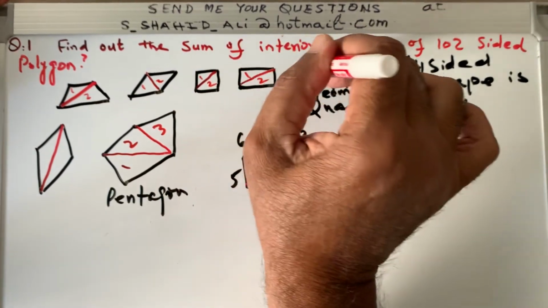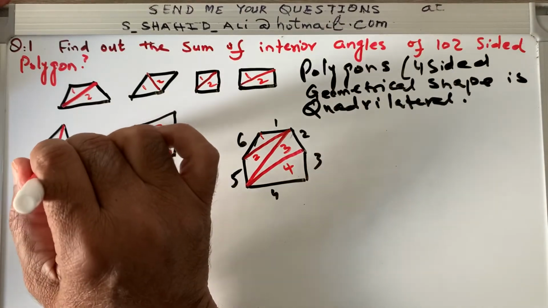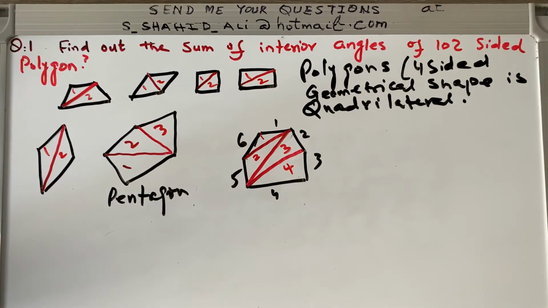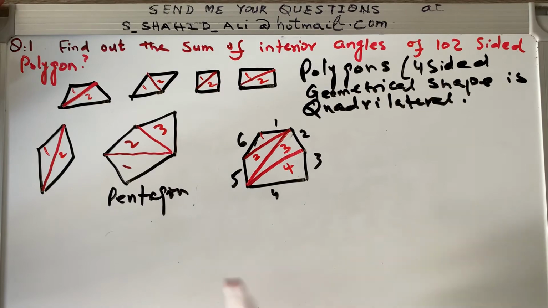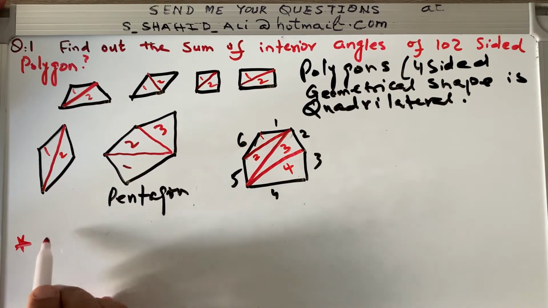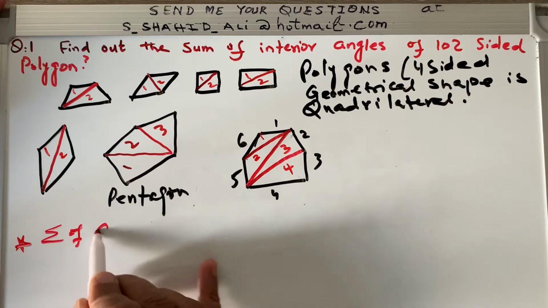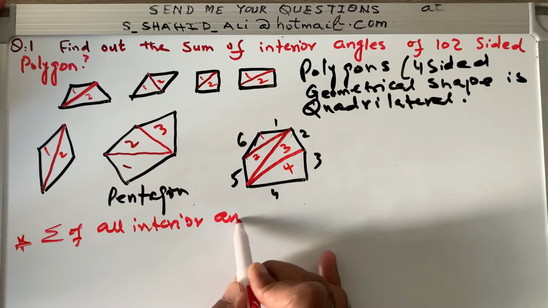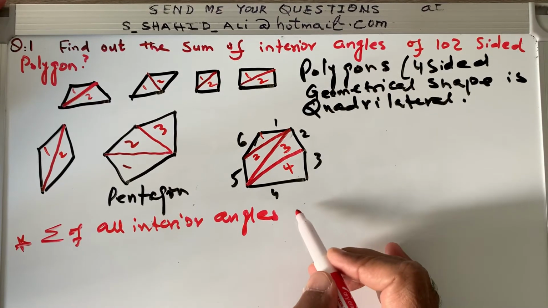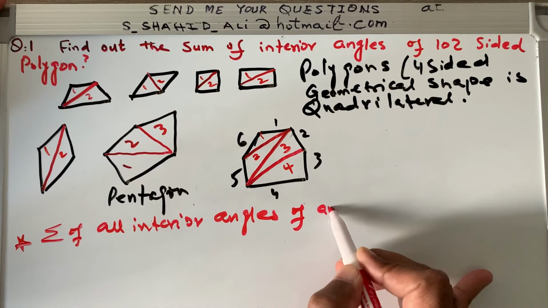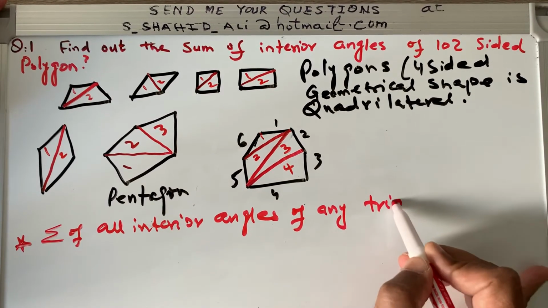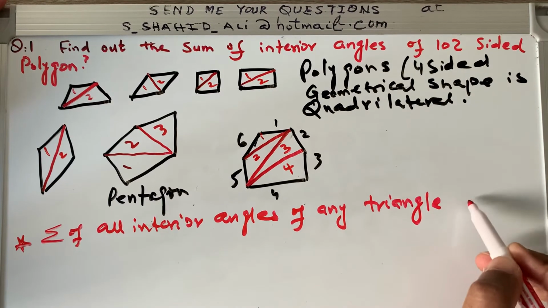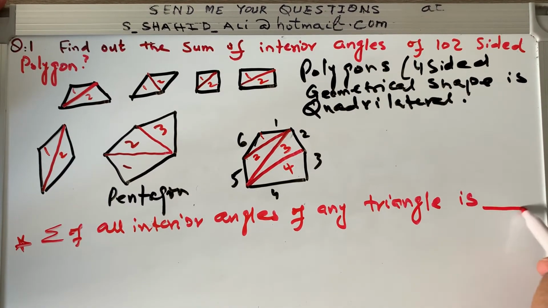And what is the sum of the interior angles of any triangle? We did that in the last video, so we define it again. The sum of all interior angles of any triangle is, who will tell me? It's a fill in the blank. The sum of all the interior angles of any triangle is 180. You are right. So 180.